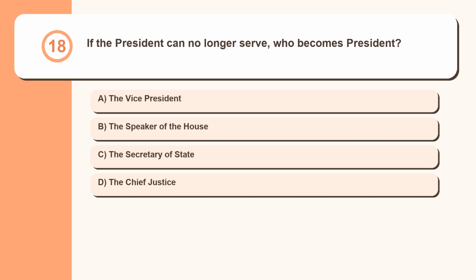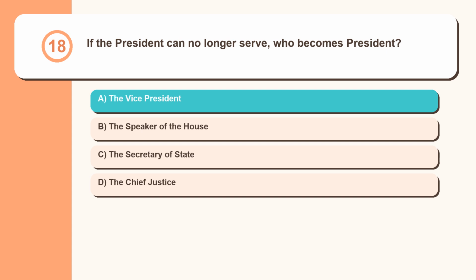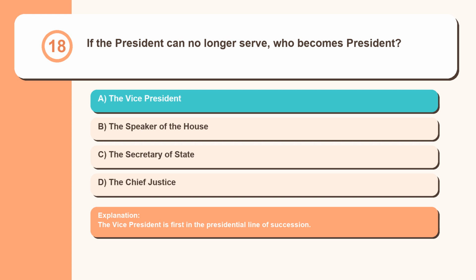Question 18. If the president can no longer serve, who becomes president? The vice president, the Speaker of the House, the Secretary of State, the Chief Justice. The vice president is first in the presidential line of succession.